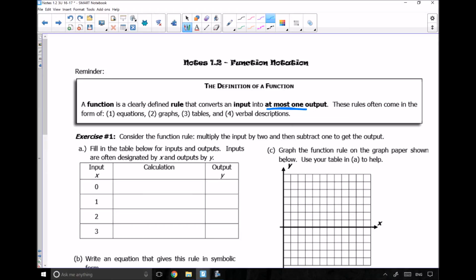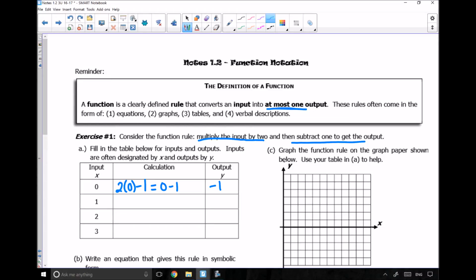Let's take a look at exercise 1. Consider the function rule: we're going to multiply the input by 2, and then subtract 1 to get the output. In this example, 0 is our input. When I multiply my input of 0 by 2, I get 0, and then I subtract 1. So I'm going to do 2 times 0 minus 1, which is 0 minus 1, which is negative 1. That's my output. It's kind of like a machine, like we talked about in class. You're inputting something, and the machine is outputting the answer.